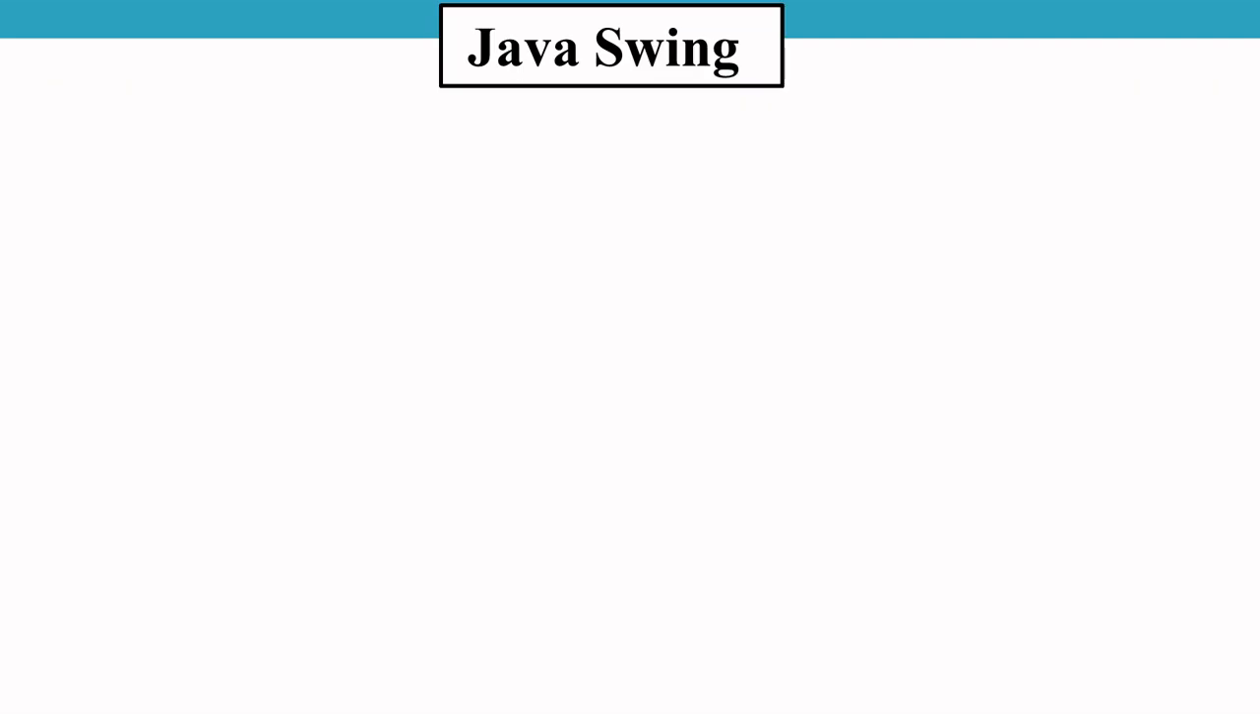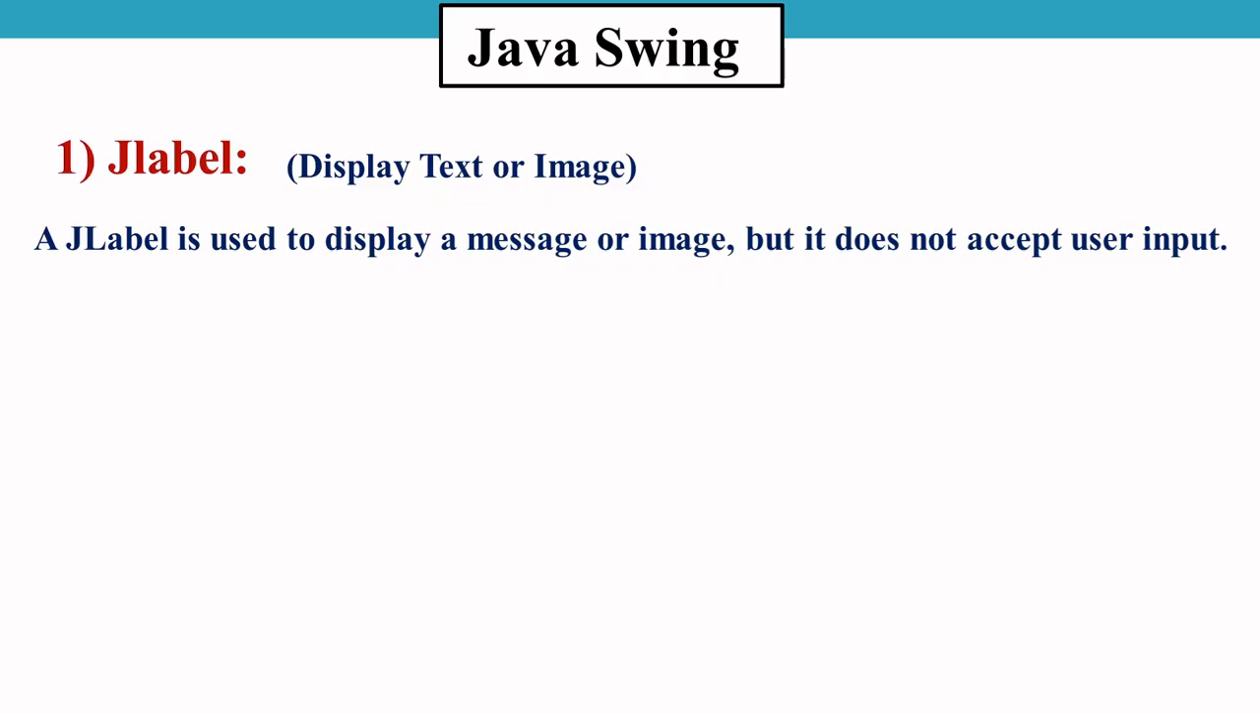Hello guys, this is the third video on Java Swing, and in this video we'll discuss Swing components. So the first component is JLabel. JLabel is used to display text and images. So if you want to display text, then we use JLabel.